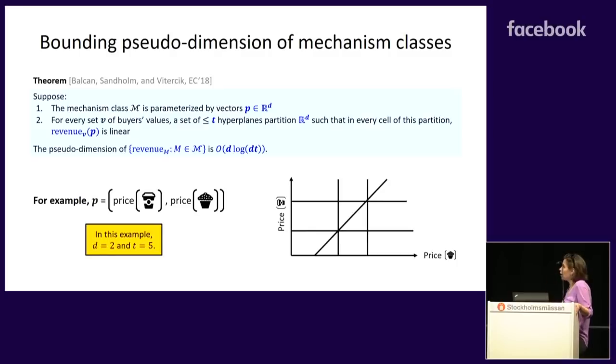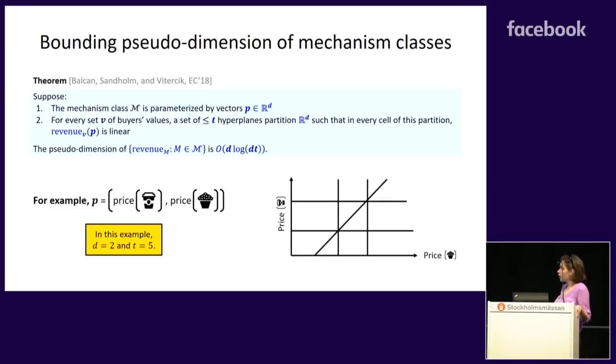But in general, rather than having d equal to 1, as we had for second price auctions with reserve prices, we might have d equal to 2, like in this picture here. For example, if I'm doing posted prices for 2 items, the number of hyperplanes might be 5, like in this picture. This is just a toy example, by the way. Ellen will show you many interesting examples that come from mechanism design in a couple of minutes.